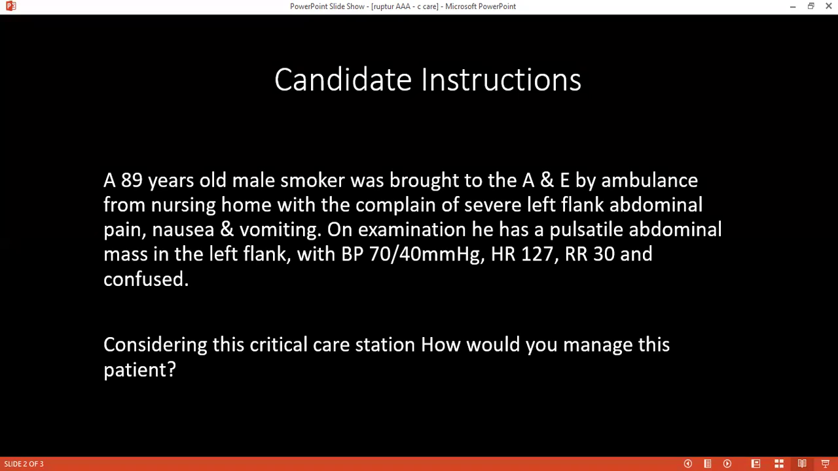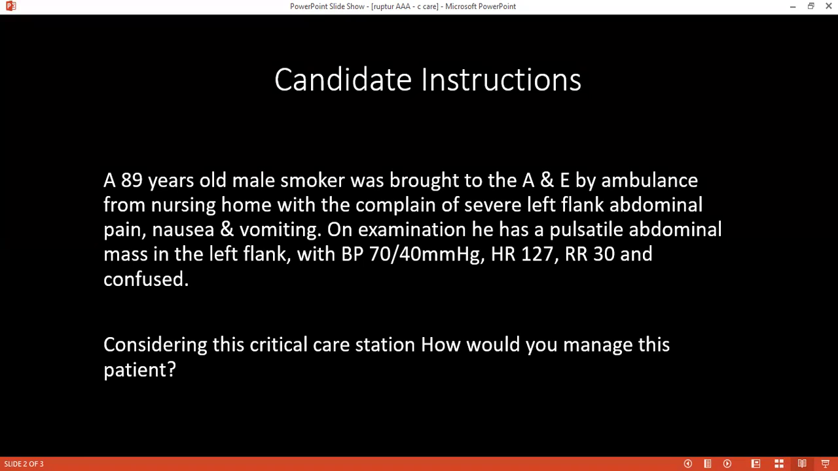What investigations would you send? So here we can start with ultrasound abdomen and CT angiogram, as we suspected it could be a ruptured aortic aneurysm. So CT angio will be the best option. Okay.